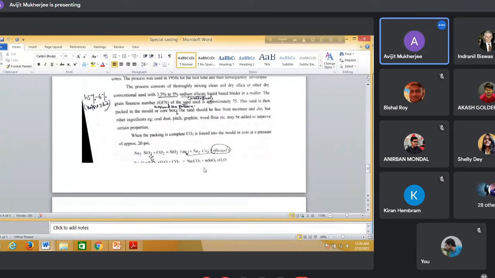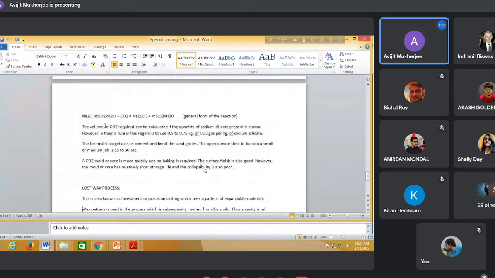Na2SiO3. This is sodium silicate, liquid-based binder, water glass, and carbon dioxide is reacting with this water glass. So this will give you Na2CO3 plus SiO2 aqueous. This aqueous SiO2 is known as silica gel. So this is the general equation.